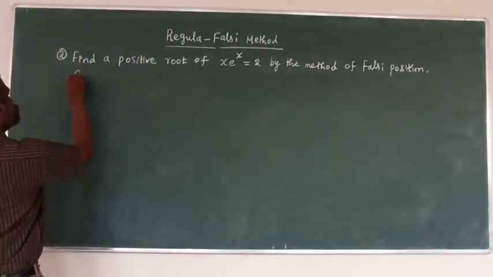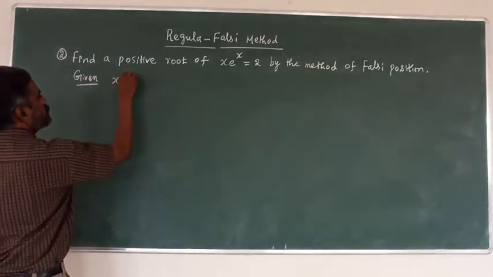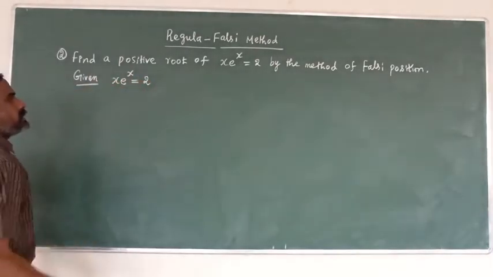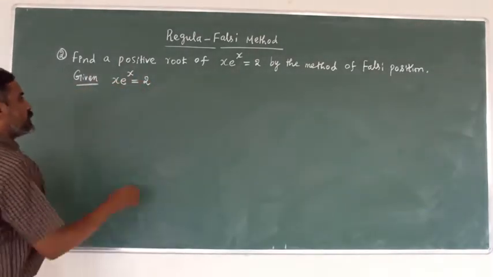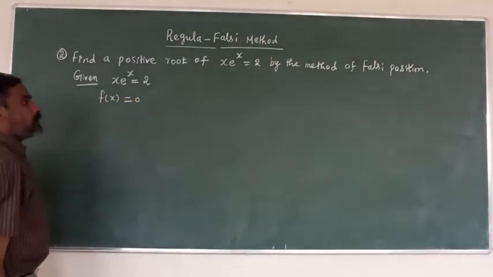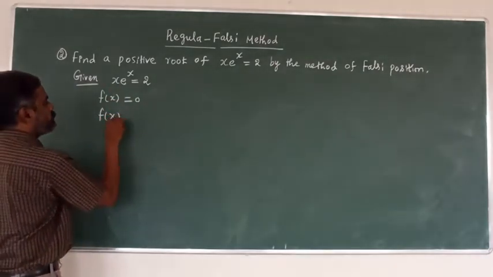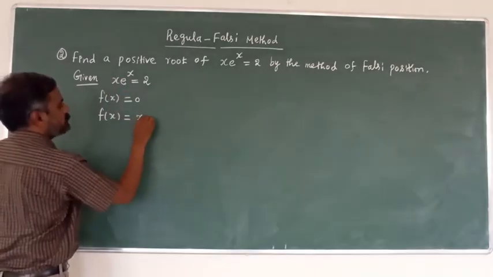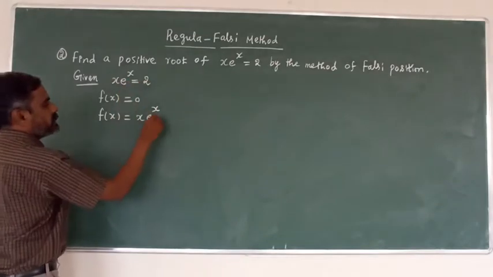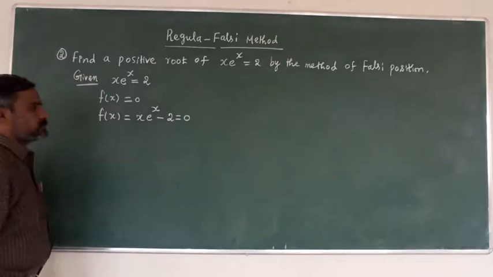Now, given x e^x = 2, to change the function into f(x) = 0 format, we can rearrange: f(x) = x e^x - 2 = 0.